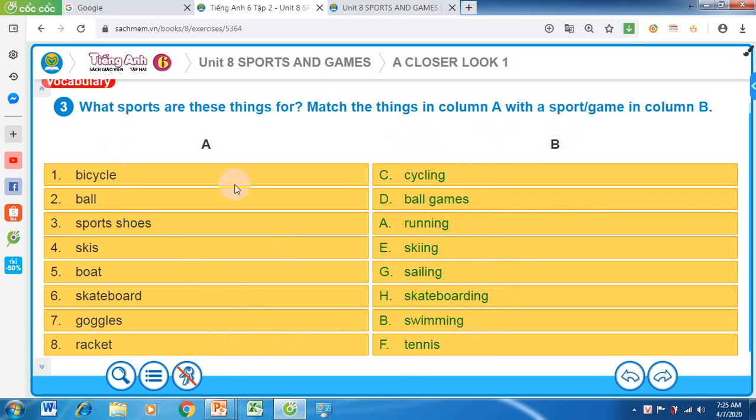Alright. Bicycle, cycling, a ball for ball games, sport shoes for running, skates for skiing, a boat we use for sailing, a skateboard we use for skateboarding, goggles for swimming, and racket for tennis.